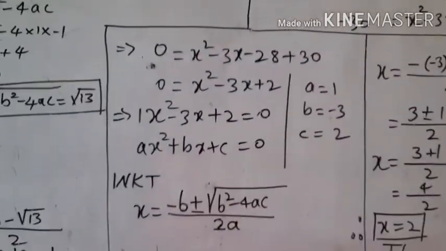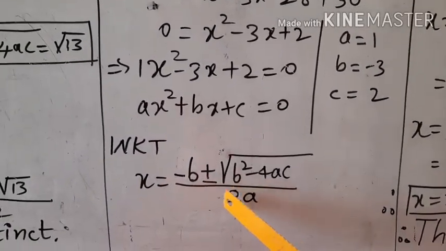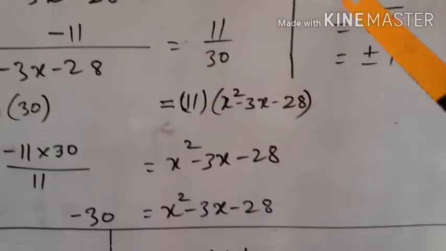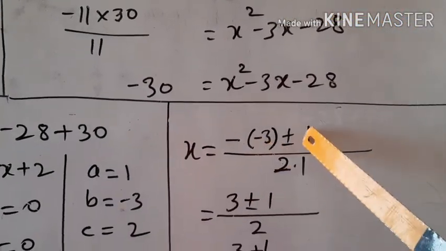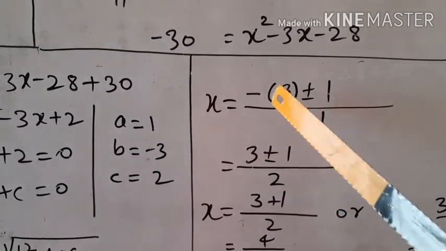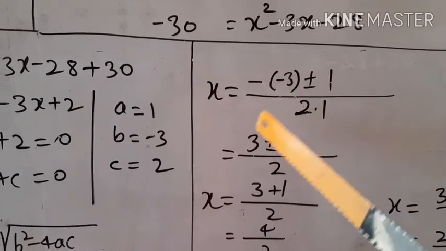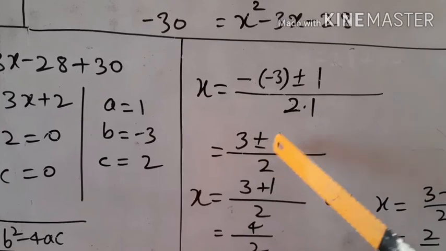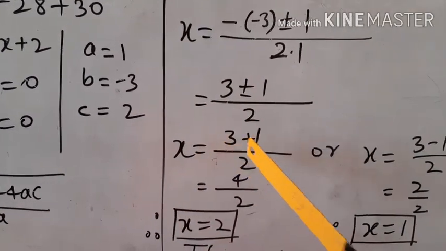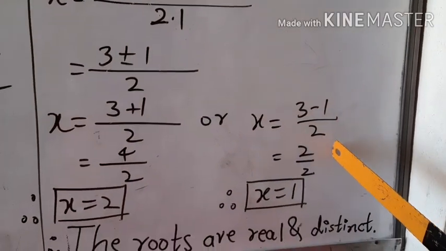Now I come to the equation. Here x is equal to minus b plus or minus root b square minus 4ac by 2a. I substitute the values. It is minus of minus 3 plus or minus 1. Outside the bracket minus is there. Therefore the inner number will change the sign and come out. Therefore minus 3 becomes plus 3 plus or minus 1 upon 2. So x is equal to 3 plus 1 by 2 or x is equal to 3 minus 1 by 2.